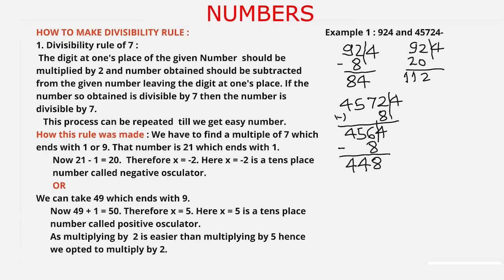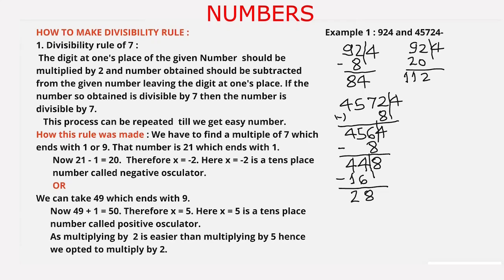So what we do, we repeat the process again. We multiply 2 to last digit 8 and we get 8 times 2 is 16. Now leaving the last digit 8, we subtract 16 from remaining number which is 44 and we get 44 minus 16 is 28. Now we know 28 is divisible by 7, hence the number 45,724 is divisible by 7.